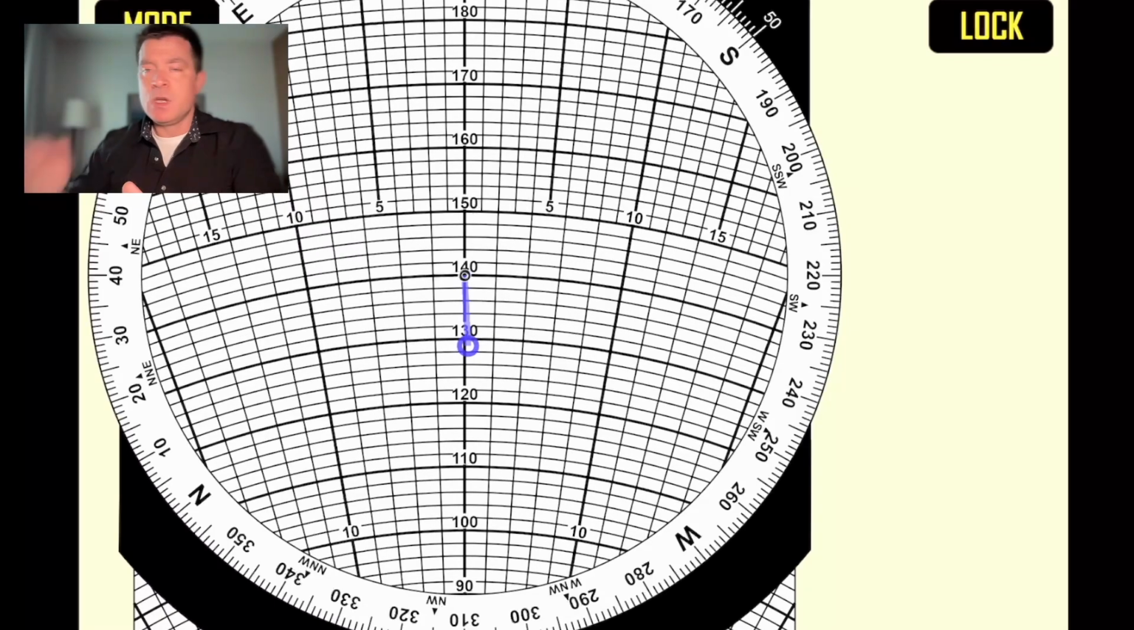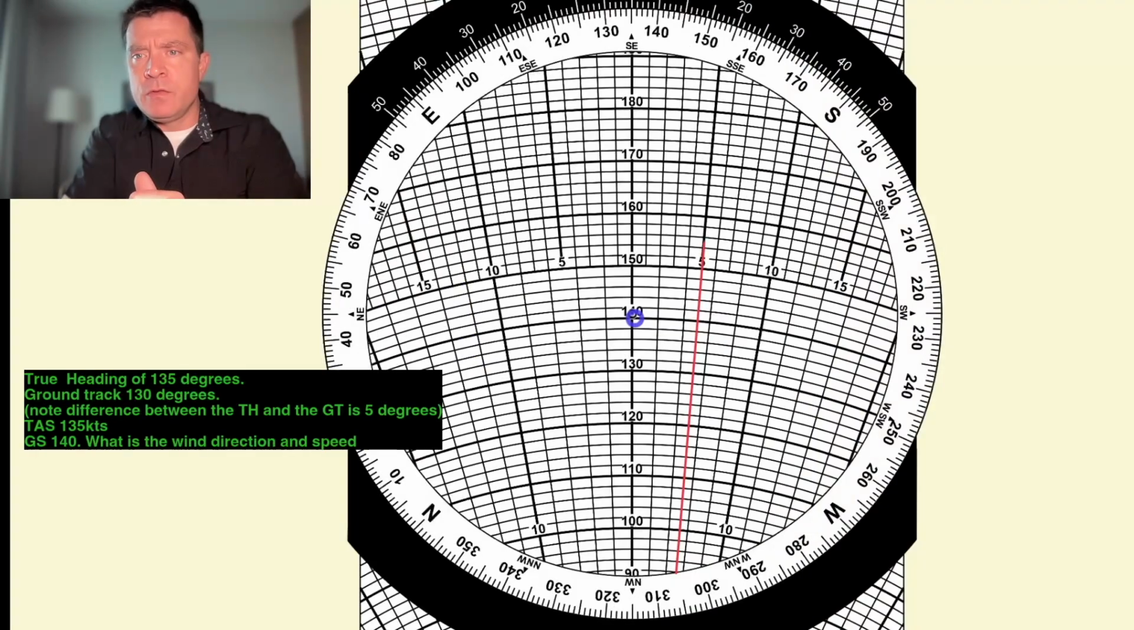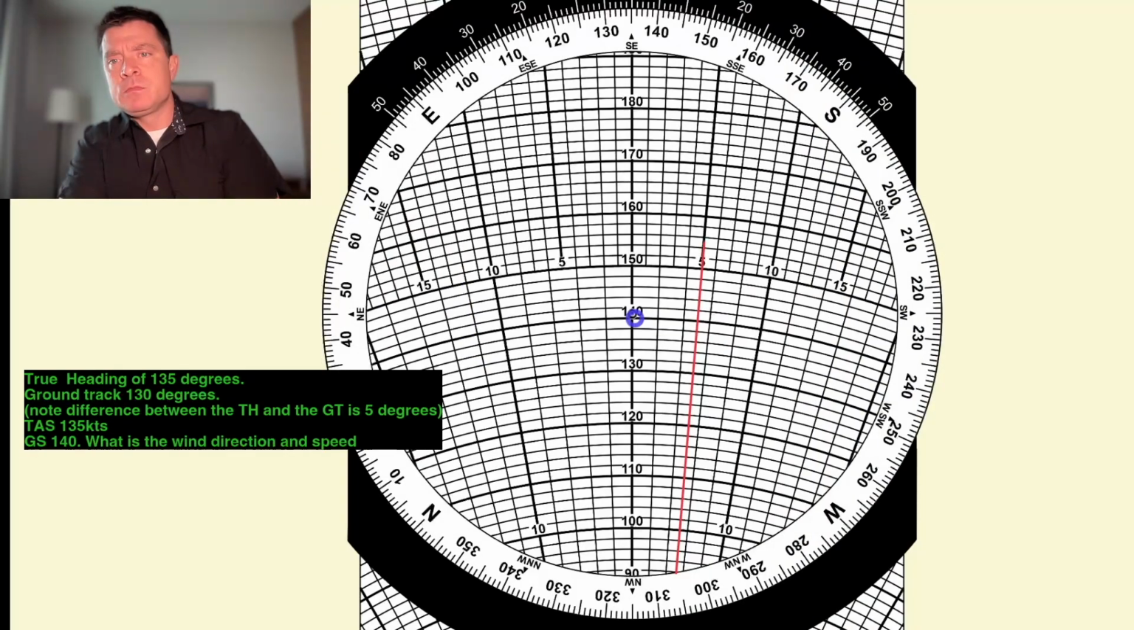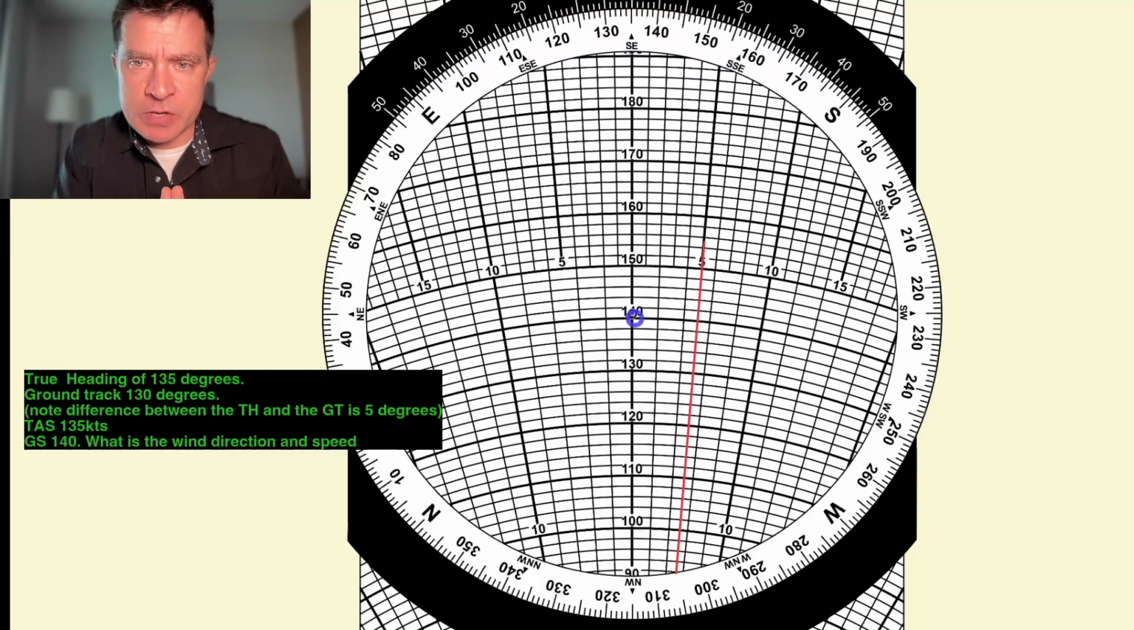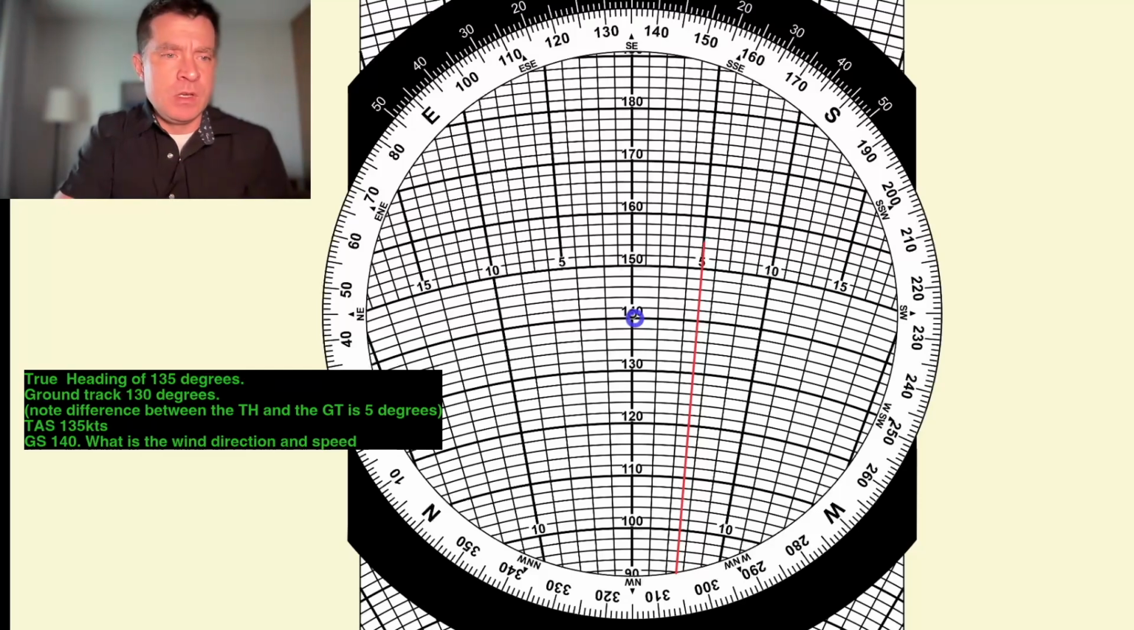Now what I want you to do next is draw a line from 5 degrees all the way down. You see the red line? It's positive, so you'll go off to the right-hand side of it and draw a 5-degree line all the way down, because that is the difference between the true heading and the ground track. That's where I'm getting that 5 degrees from.